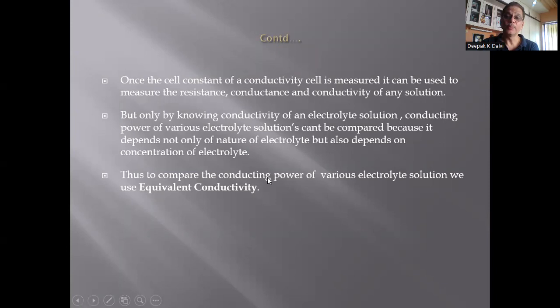So to compare the conducting power of various electrolytes, we should know the equivalent conductivity or molar conductivity. This is the last part of this lecture session, the measurement of conductance, which is the equivalent conductivity and molar conductivity. Why is it needed to measure? To know the power of various electrolyte solutions.